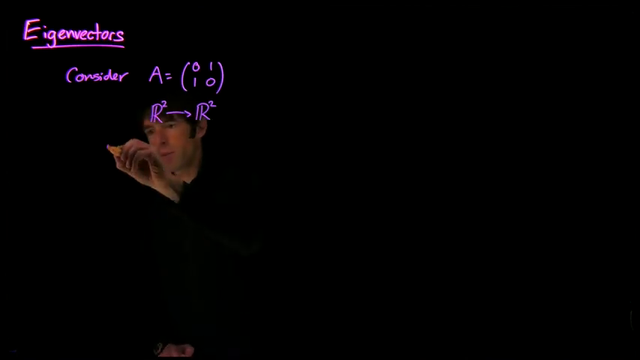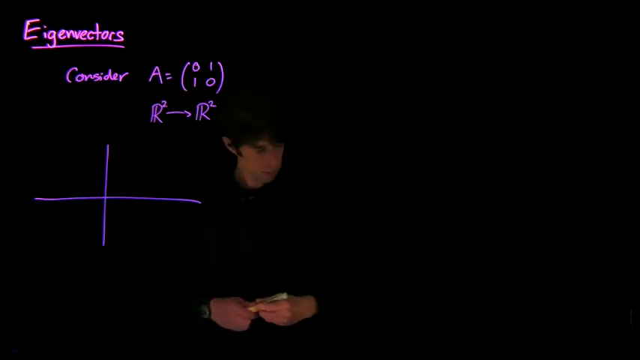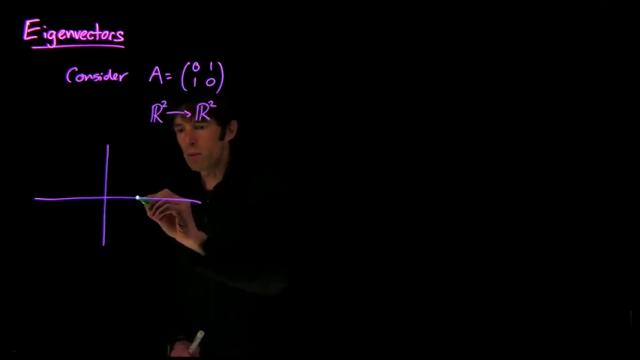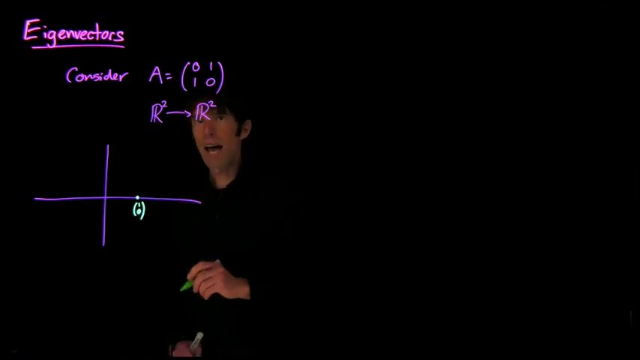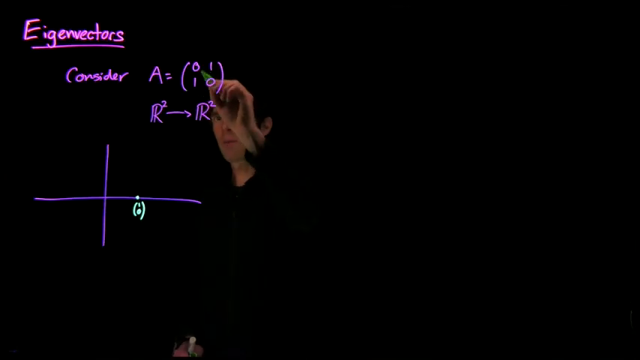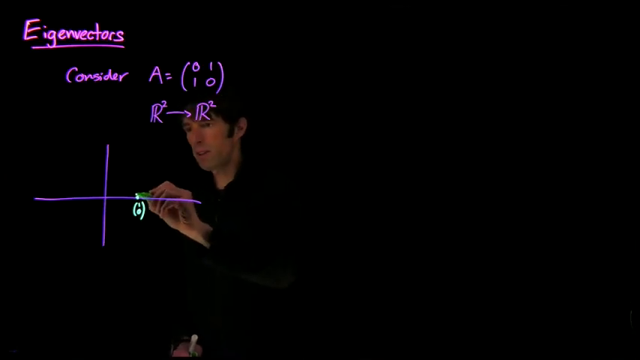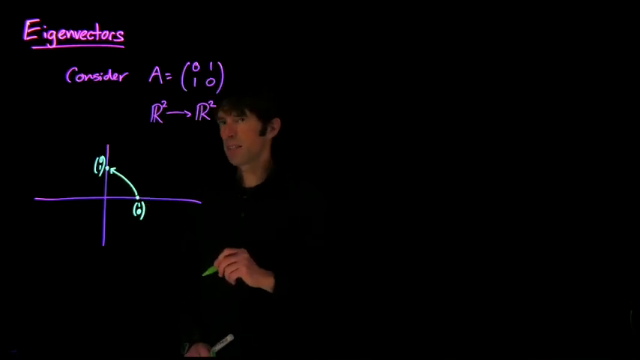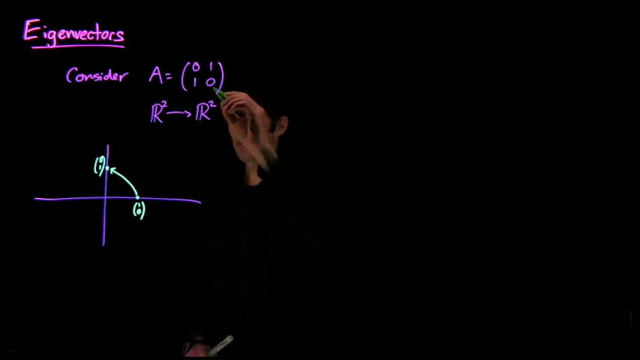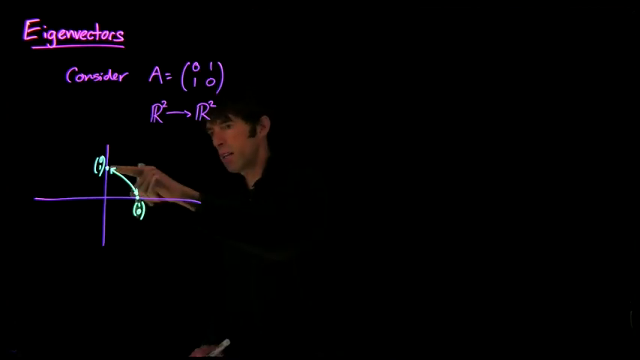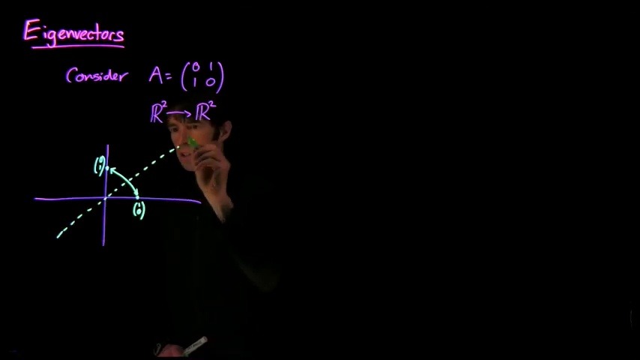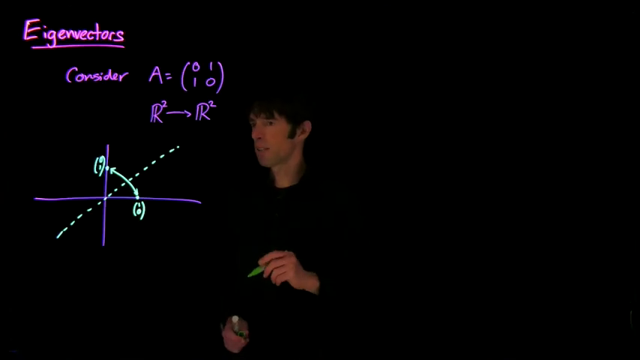And what does this transformation do? Well, it takes the vector 1, 0, and it sends it to the first column of this matrix, which is 0, 1. So this vector gets sent up to here, 0, 1. And it takes the second standard basis vector, 0, 1, and sends it to the second column of this matrix, which is 1, 0. So it swaps these two. If you think about it, this is going to turn out to be reflection across this line.